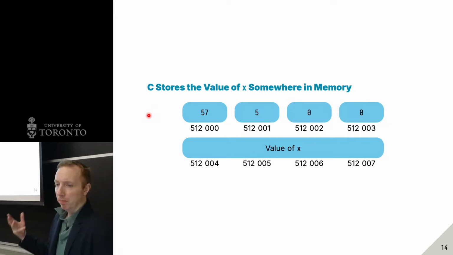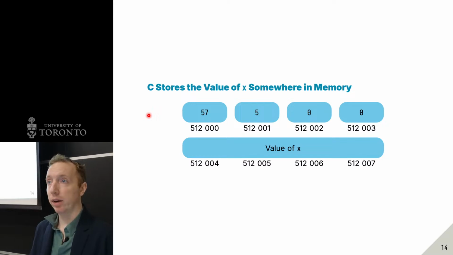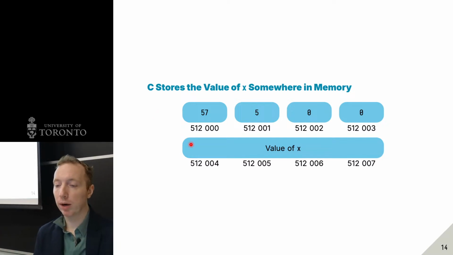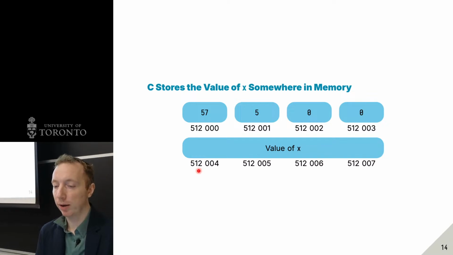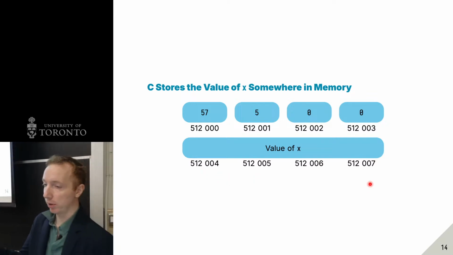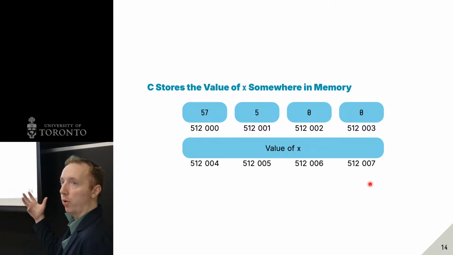what C does is it has to store that value of x somewhere in memory, and it is 4 bytes. So it will grab 4 bytes all together and use that for the value of x. It might use these addresses, where each address again is a single byte, so it might use the addresses ending in 4, 5, 6, 7. They'd all be grouped together, and it would use all those 4 bytes together to store the value of x.